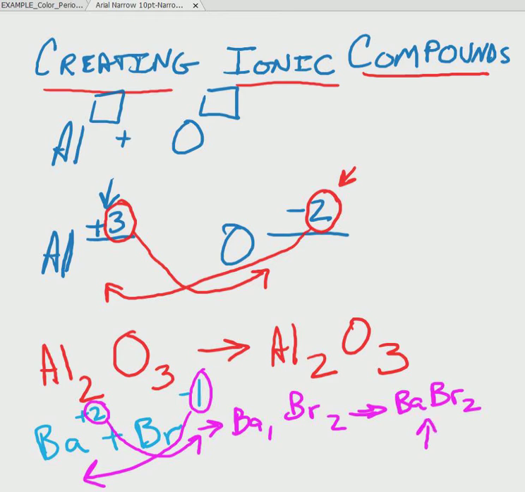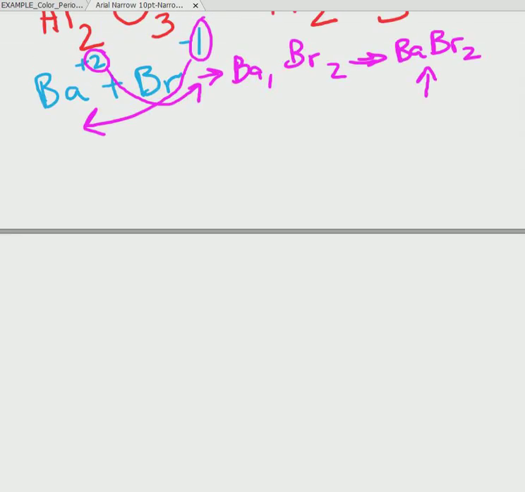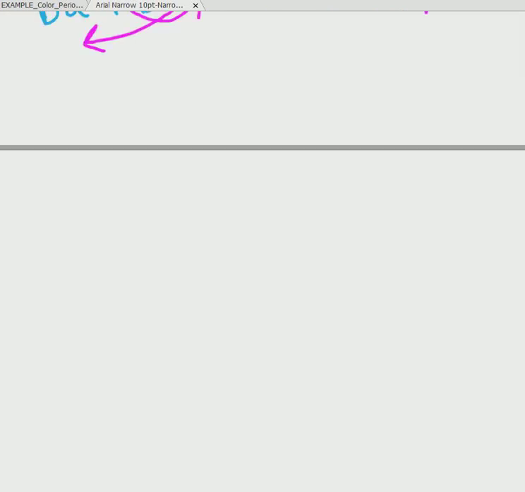The same would be true, let's say that we have something like sodium, Na, plus chlorine, sodium chloride. Sodium has a positive charge, positive 1. Sometimes you just might see it as a positive. And then a negative 1. And we crisscross these.